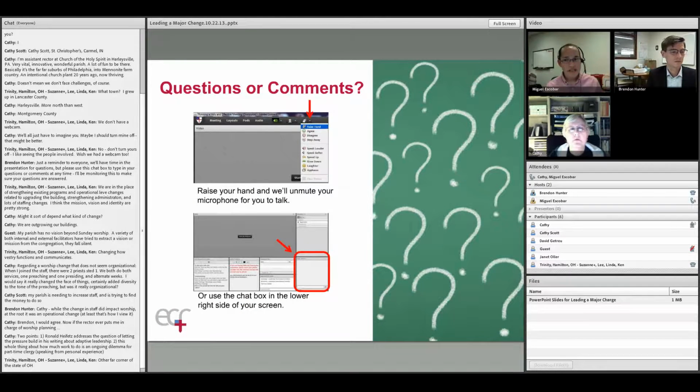So I see there was some chat happening. I wonder if we can pause and if there are any questions about what we've discussed so far. How do people feel about generating urgency around the need for change? And to a certain extent, the risk involved in that?